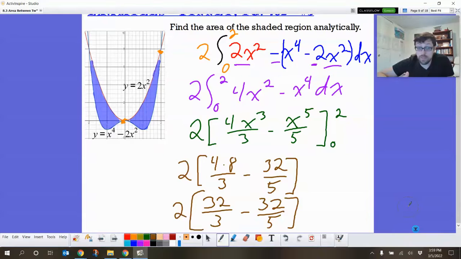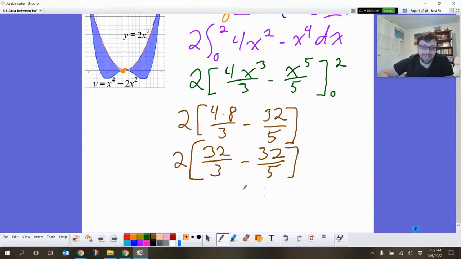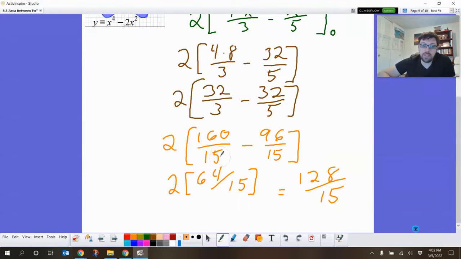Now, if only there were something like common numerators, and then we could just combine those two things, right? Oh, dang it. So let's see. I'm going to get a common denominator of 15. Well, you don't need to join me for all of that. Let me just figure this out. So I got 160 fifteenths and 96 fifteenths, and then subtracted them, got 64 fifteenths, multiplied by 2. 128 fifteenths is the area between those two curves. All set. A lot easier to do it that way than trying to do that twice.